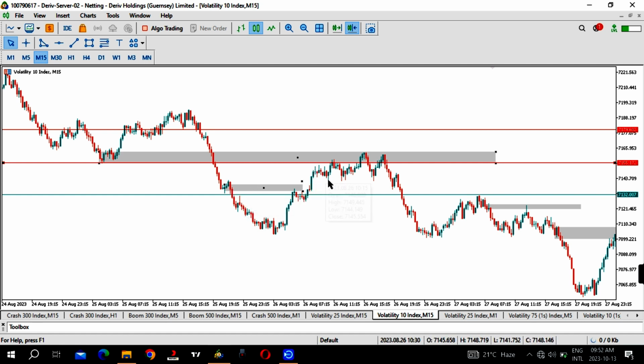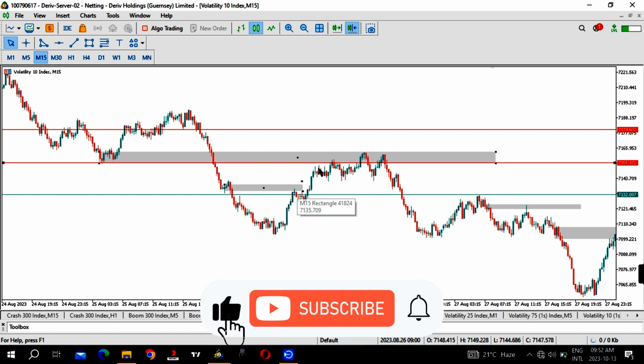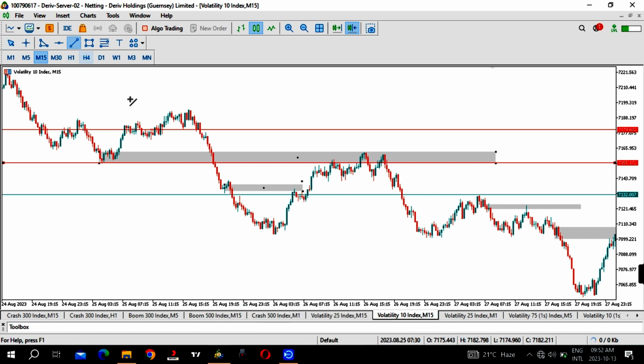But when it started consolidating over here in this region, it shows that the chances of this being respected are quite higher rather than the chances of this being respected, right? So right over here is just a further confluence, right? Maybe for your entries you can use candlestick confirmations, or you can use maybe a trend line, right? So you can draw your trend line over here, right?